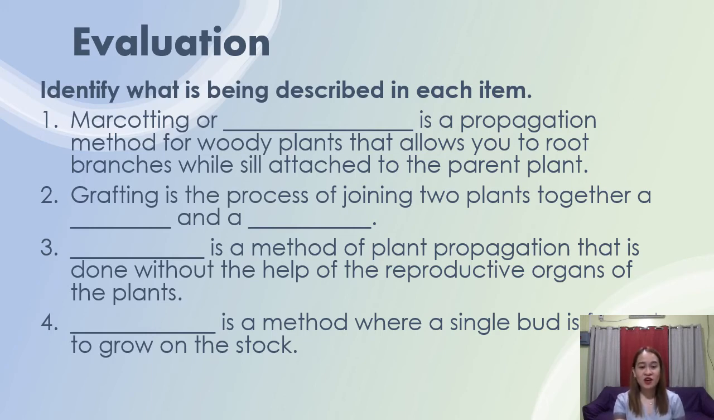Number 2, grafting is the process of joining two plants together, a blank and a blank. Number 3, blank is a method of plant propagation that is done without the help of the reproductive organs of the plants. And for number 4, blank is a method where a single bud is forced to grow on the stalk.